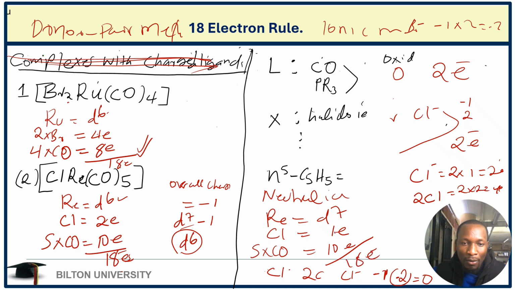So it tells you no matter which method you use, you will still get the same number of electrons. Just like in this case, ruthenium we found was D8, so that is 8 electrons. And bromine here are 2, so that's going to be 2 electrons. And then carbonyl here are 4 times 2 is 8, so you're going to have a total of 8 plus 2 is 10, 10 plus 8 is 18. It will still give us 18 electrons. So what we are trying to prove is that no matter which method you use, it will still give you the same number of electrons.